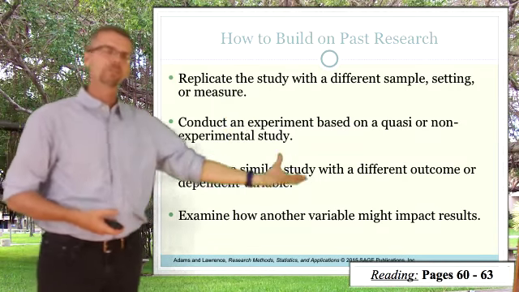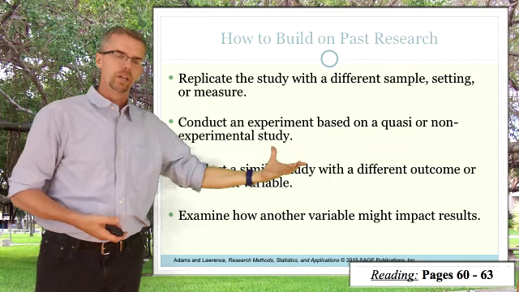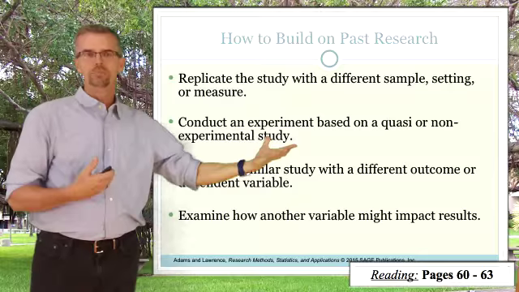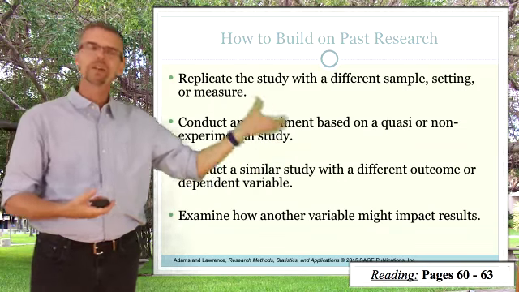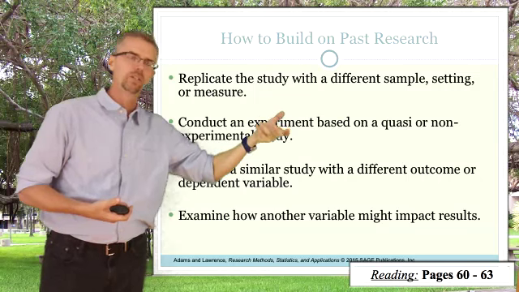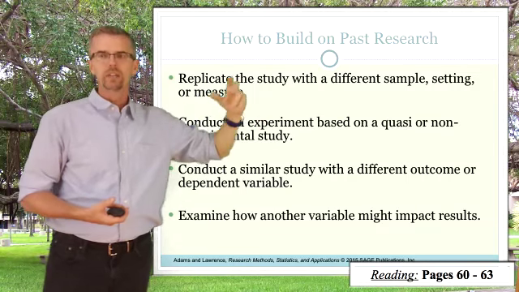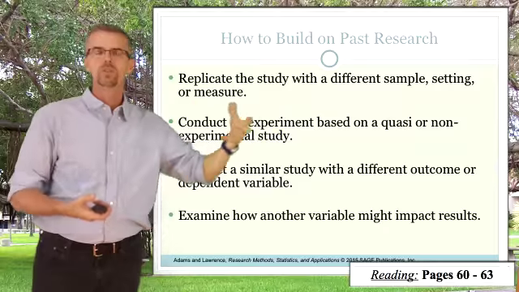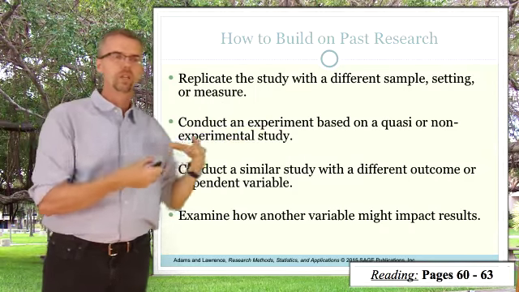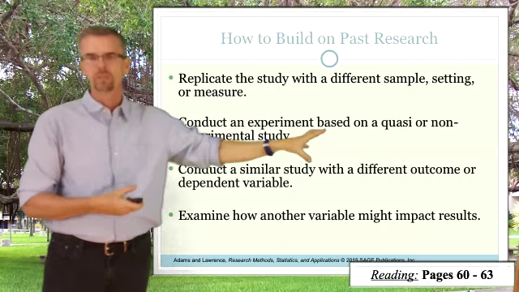Conduct an experiment based on a quasi or non-experimental study. Other people may have done some primary research, and their research may have been very experimental, but you think, you know what, if I tweaked this, and if I focused this on a very narrow population, or if I did a case study on this, that's a quasi or non-experimental study, because you're taking a very broad study and saying, I'm just going to apply it to a very specific population.